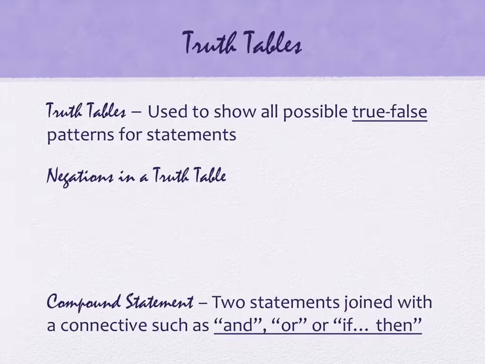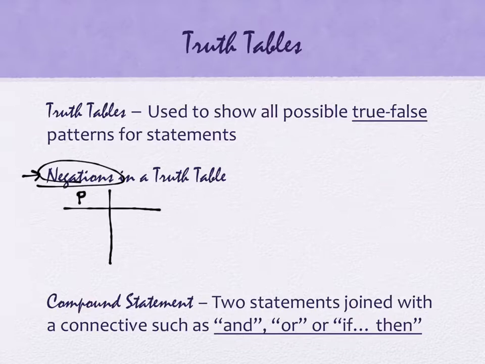Truth tables are tables that are used to show all possible true and false patterns for a statement. Okay, so it's an organized way of constructing information about logic. So negations in a truth table. Here's the deal. The first thing I want you to draw is kind of like a T-bar. In the first column, this is going to be my P column, statement P. And what I'm going to compare then in this says negations. So on my second column, I'm going to write tilde P. That's the negation of P.